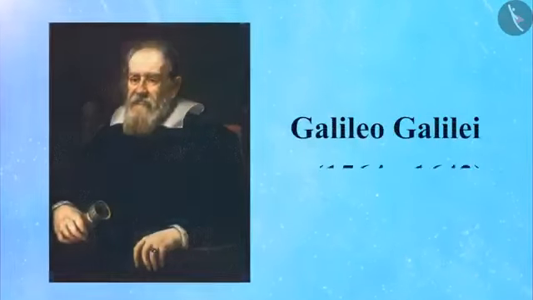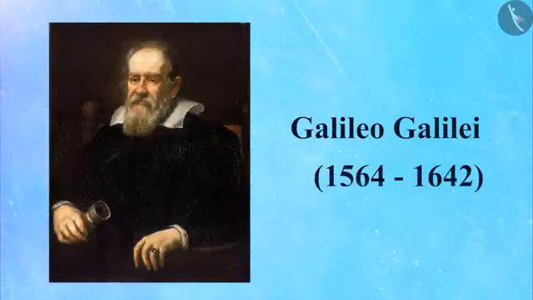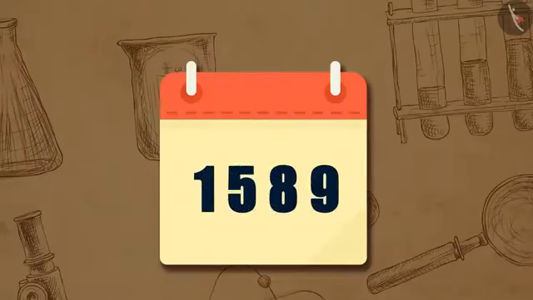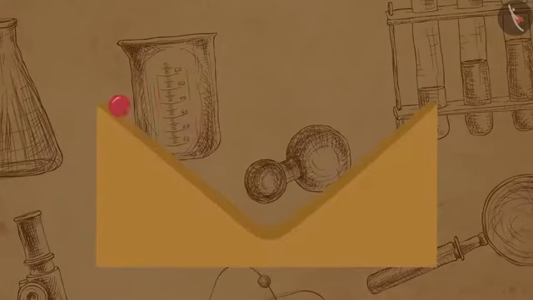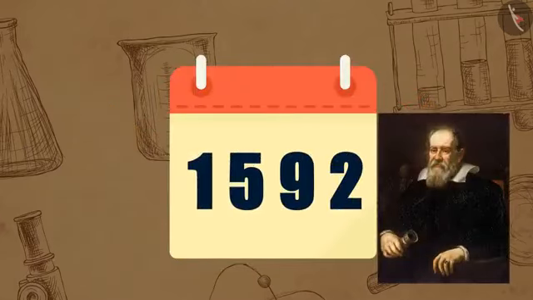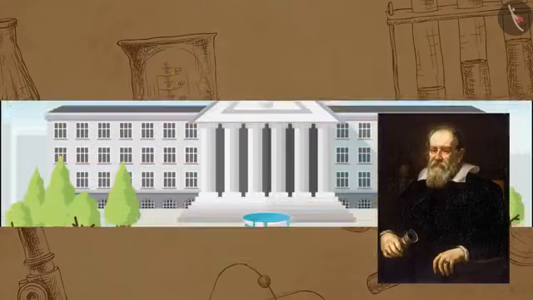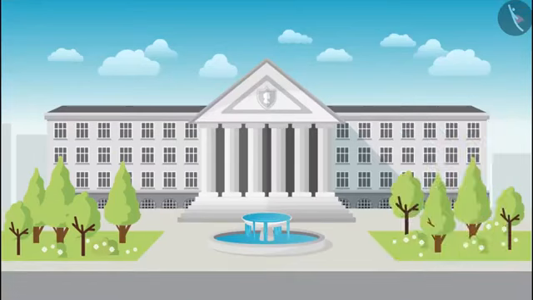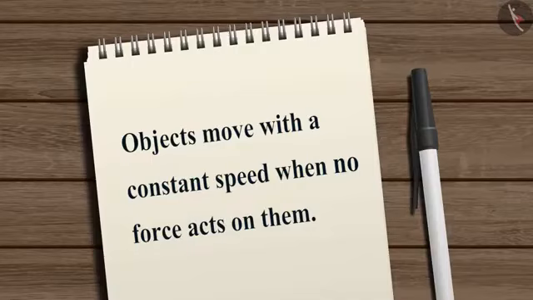Galileo Galilei had a keen interest in mathematics since his childhood. In 1589, in his series of essays, Galileo presented theories about falling objects using an inclined plane. In 1592, he was appointed a professor of mathematics at the University of Padua, where he continued his study of motion on inclined planes, and reasoned that objects move with a constant speed when no force acts on them.